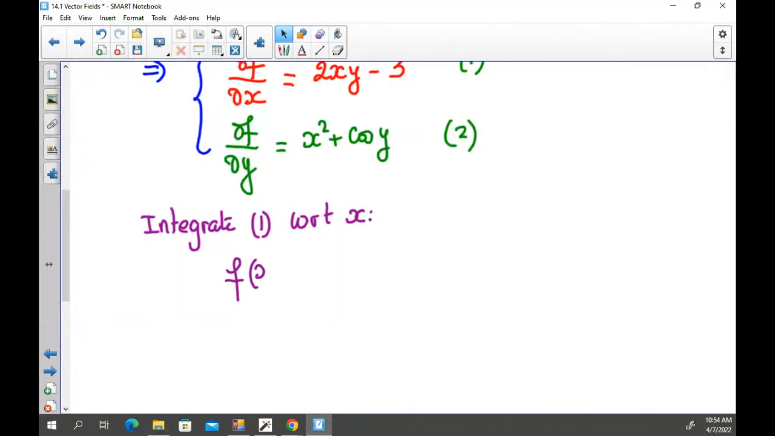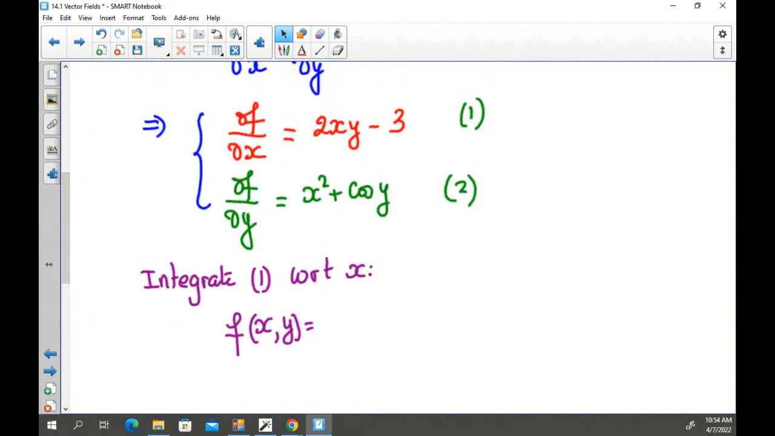What you get on the left is always the function f, because you're integrating its derivative, so you're going back to the function. What you have on the right depends on the integrand. What will it be? Very good. Minus 3x plus a function of y. It's a constant with respect to x, but it could be a function of y. So we call it g of y, or you can call it any other thing.